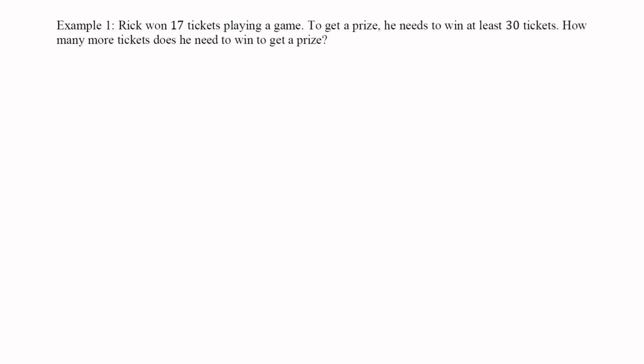In example 1, Rick won 17 tickets playing a game. To get a prize, he needs to win at least 30 tickets. How many more tickets does he need to win to get a prize? We're going to let X be how many more tickets to get a prize. So our inequality is 17 plus X is greater than or equal to 30, because he can get exactly 30, or he can get more than 30 and still meet the requirements to get a prize.